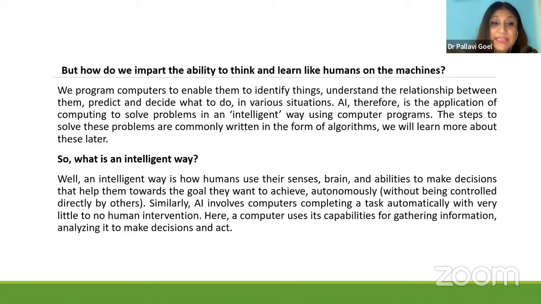The brain will sense your taste also. Abilities to make decisions that help them towards the goal they want to achieve autonomously, without being controlled directly by others. AI involves computers completing a task automatically with very little to no human intervention. A computer uses its capabilities for gathering information, analyzing it to make decisions, and acting. Same as I told you with the example. Can we move to the next?